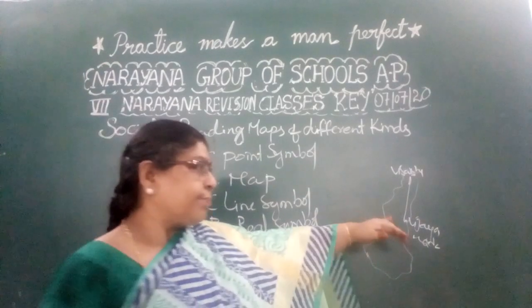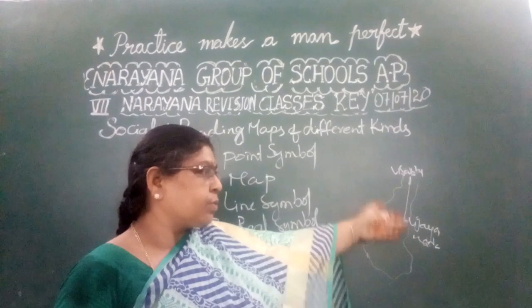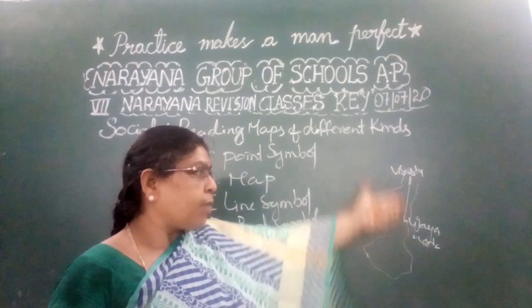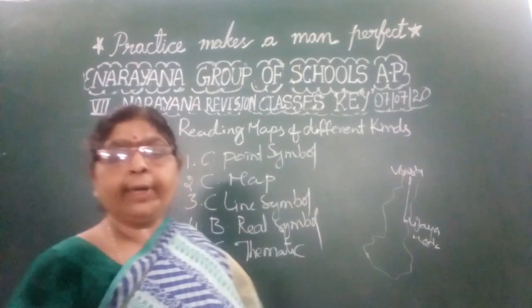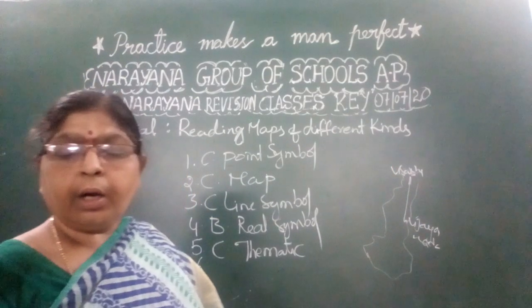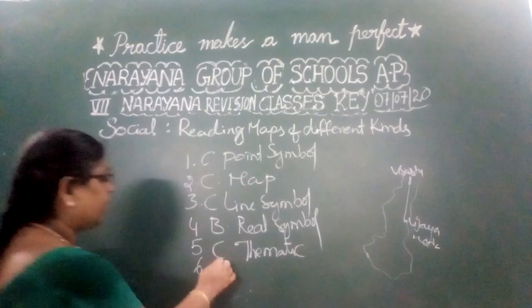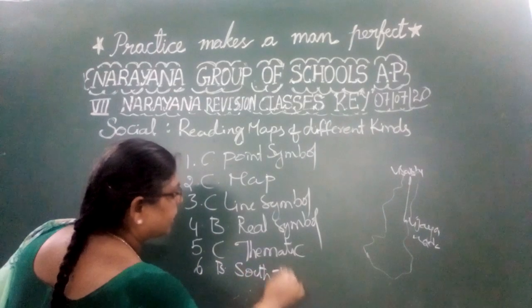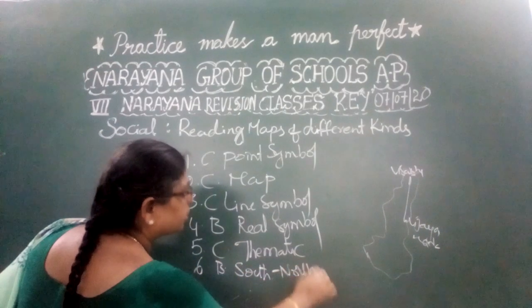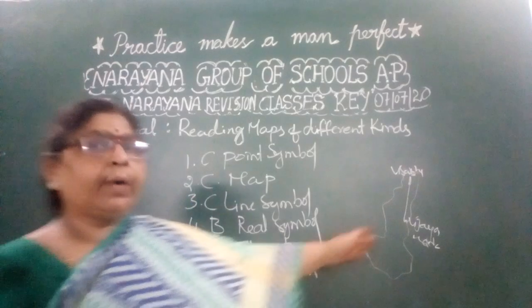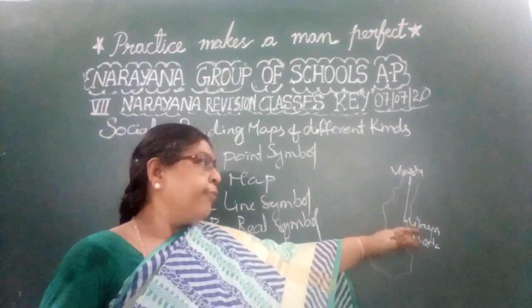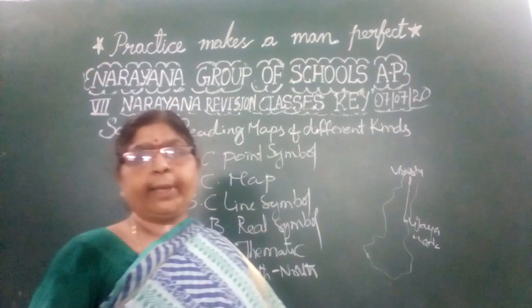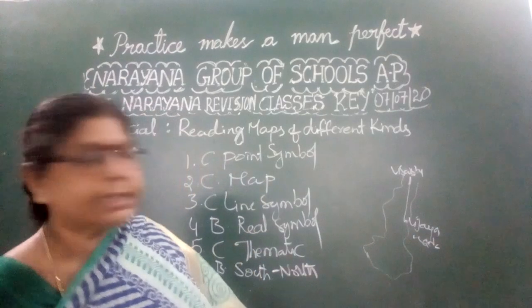You are traveling from south to north. This is north and this is south. So, you are traveling from south to north. That is option B, south to north. That is the answer. South to north you are traveling to reach the area, that is from Vijayawada to Visakhapatnam. Okay children.